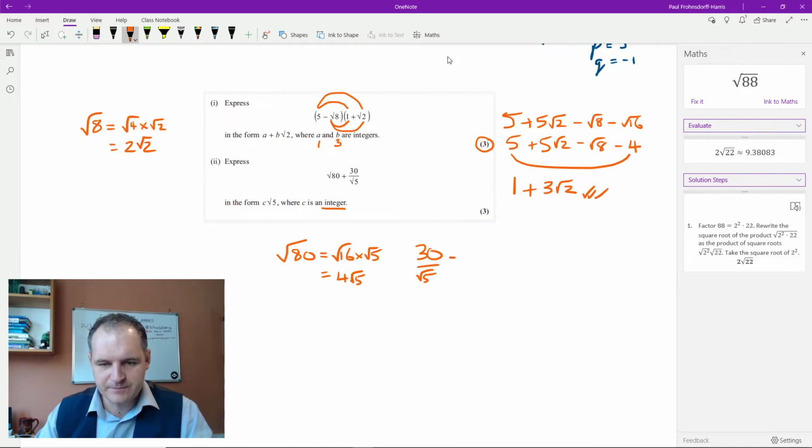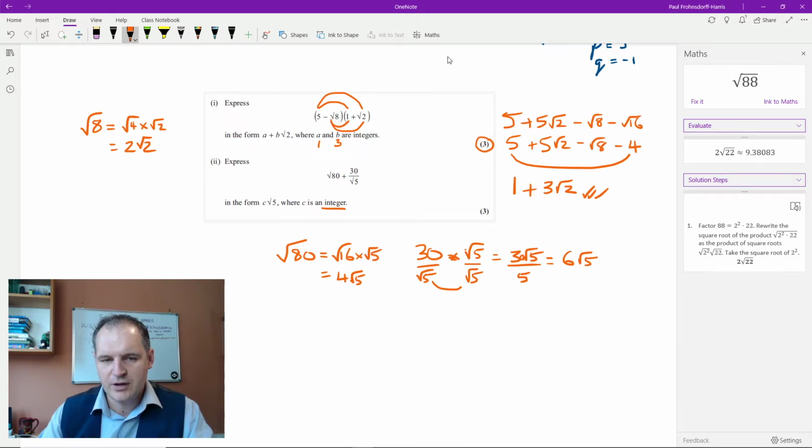Again, no apologies. Equals, and we're going to times that by root 5 over root 5, giving 30 root 5. But remember, when we times root 5 by root 5, it just becomes 5. There's my 30, and 30 divided by 5 is 6 root 5. So I've now got 4 root 5 add 6 root 5.